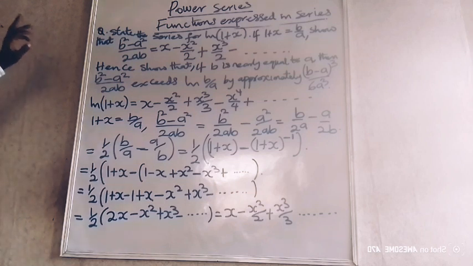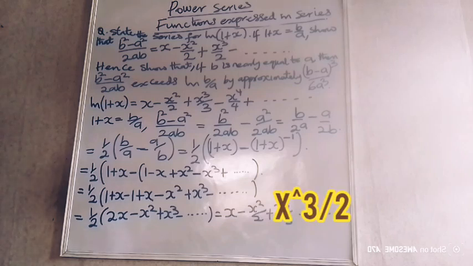b squared minus a squared over 2ab is equal to x minus x squared over 2 plus x cubed over 3. So the last part is now asking us that if x is very close to a, that is, the difference is very small, the difference between b squared minus a squared over 2ab and ln b over a will be very small, and will be approximately b minus a all cubed over 6a cubed. So let's see how we work that out.